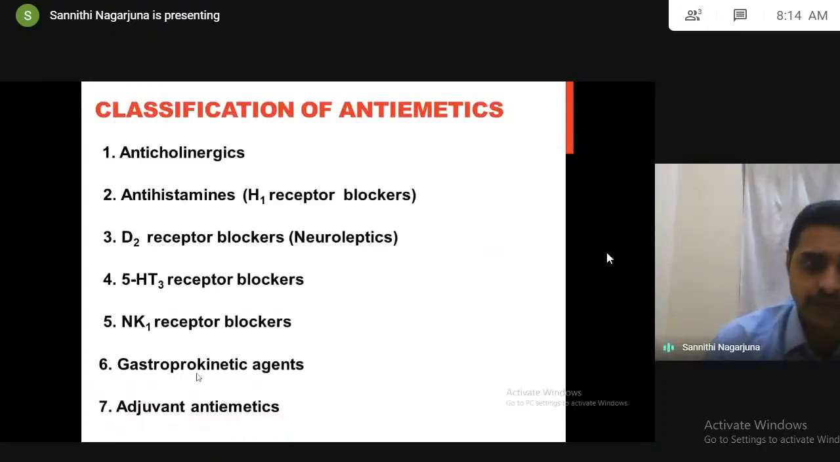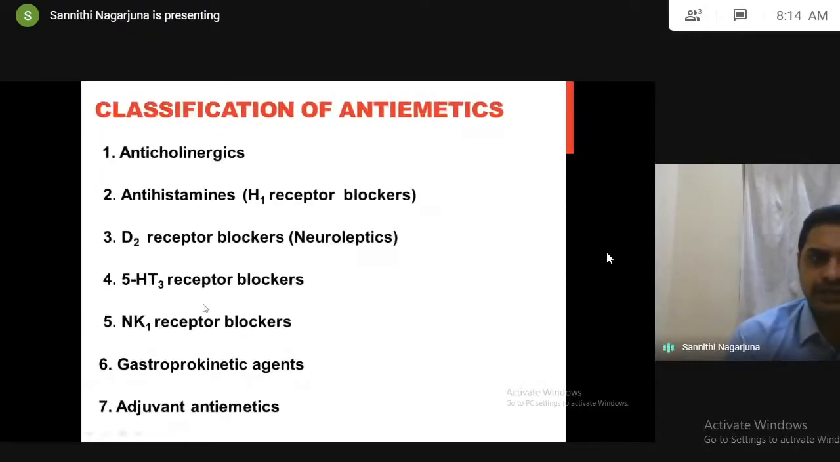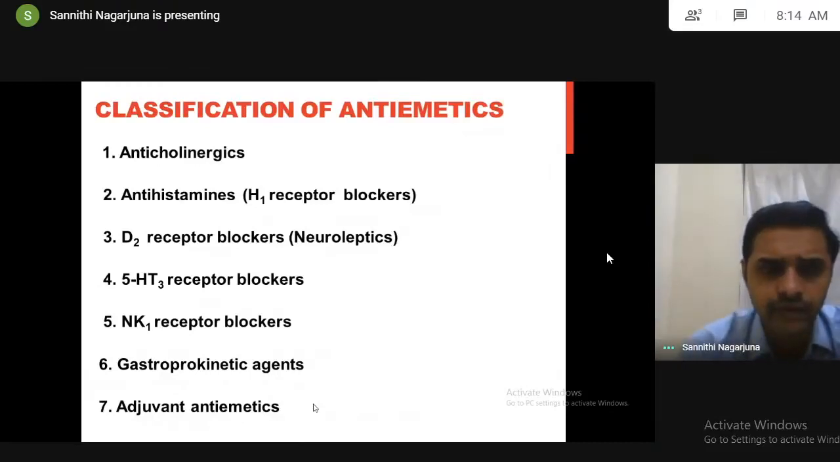Muscarinic receptor blockers are called anticholinergics. Antihistamines are especially H1 receptor blockers. Next, we said this condition occurs because of stimulation of D2, 5-HT3, NK1. So we are using drugs called D2 receptor blockers, neuroleptics, 5-HT3 blockers, and NK1 receptor blockers. Apart from that, we have some classes of drugs called gastroprokinetic agents and adjuvant antiemetics. What about these drugs? We'll see in which conditions these drugs are used and what the examples are, everything we'll see.